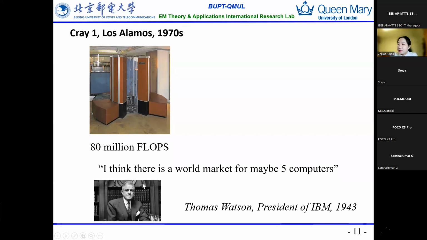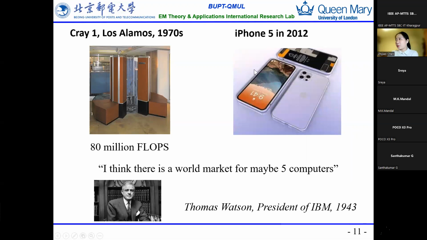Thomas Watson, the president of IBM, said, "I think there's a world market for maybe 5 computers." He predicted that no one needs this computer, so they didn't think it would be a big market. But now you can see that everyone has computers. For example, the iPhone 5's computation capability is 7.6 gigaflops, which is 1,000 times that of the first IBM computer.